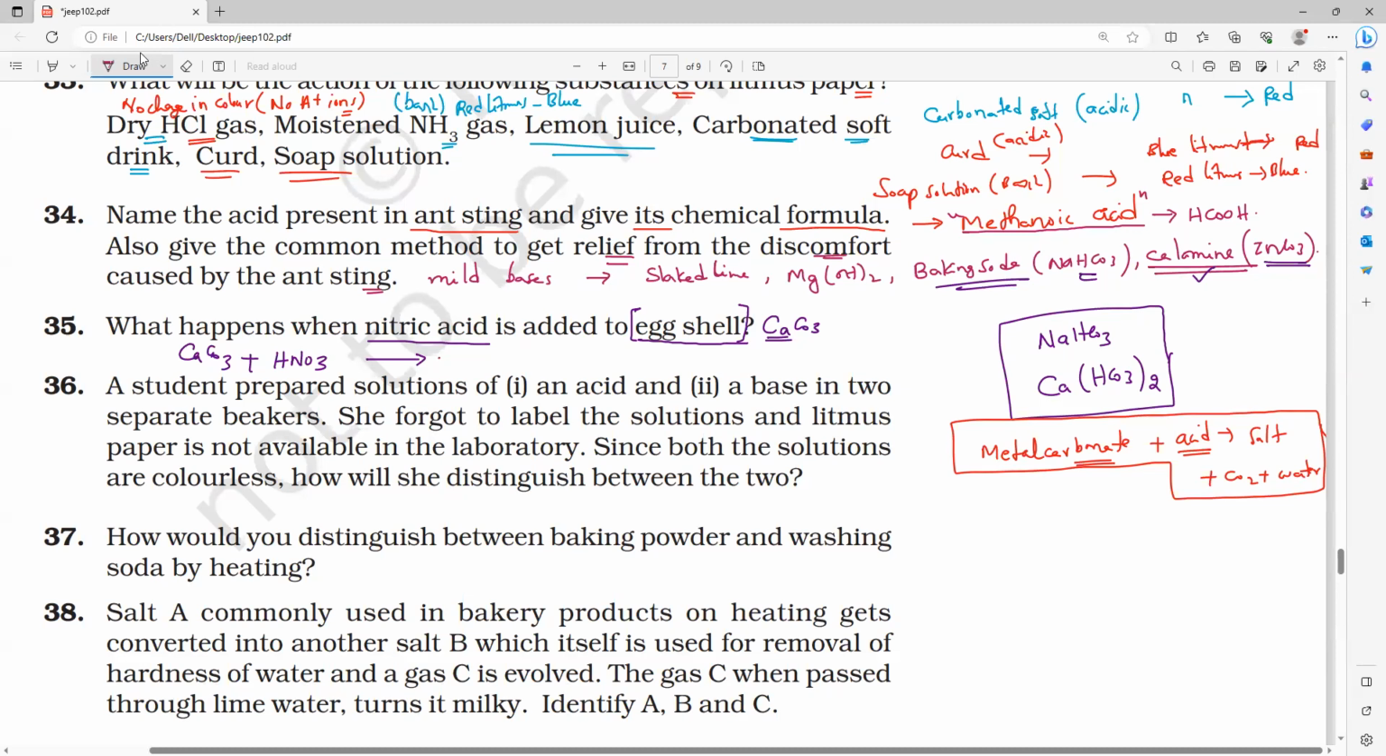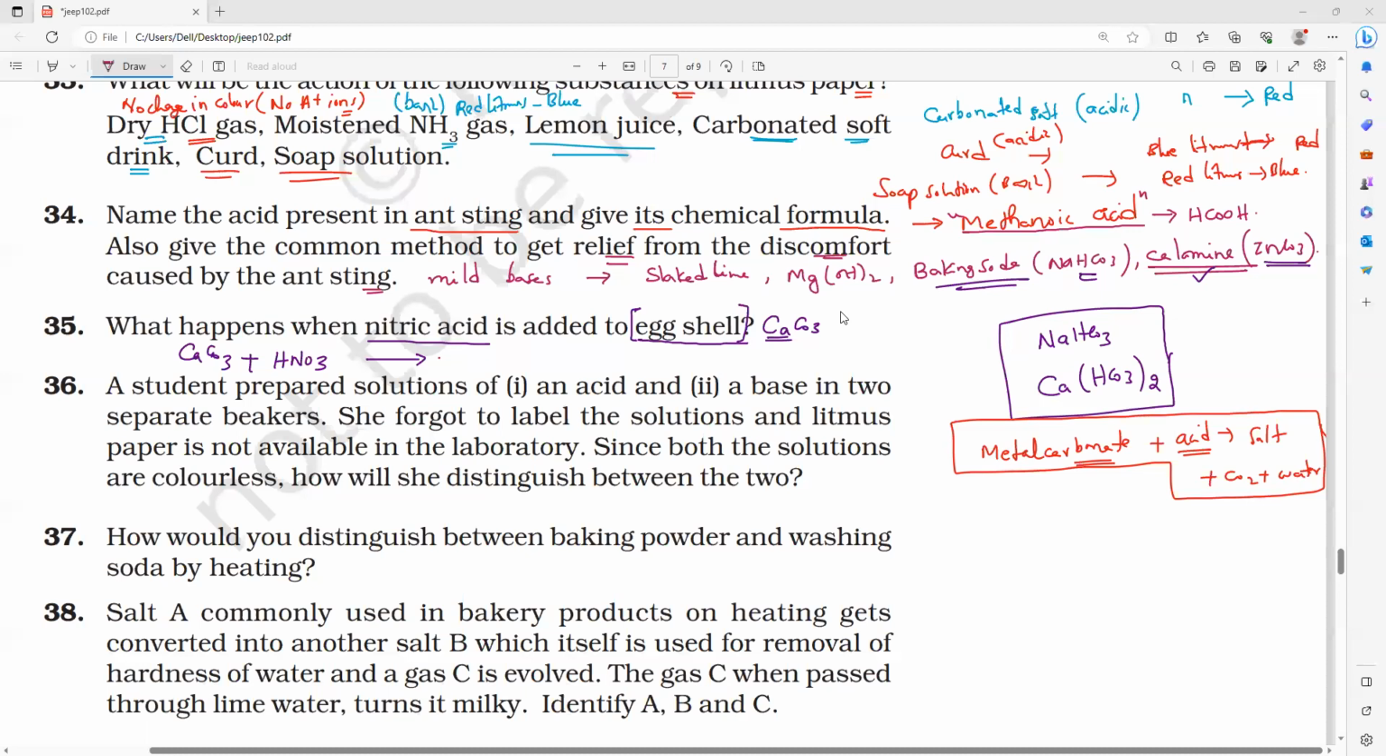Calcium carbonate reacts with nitric acid. I don't know whom I call. If I call, you have to respond. If not, I will remove you immediately from the meeting. Keep it in mind. I'm not going to tolerate anybody for any reason. I want only progress. I cannot be irresponsible to your parents.